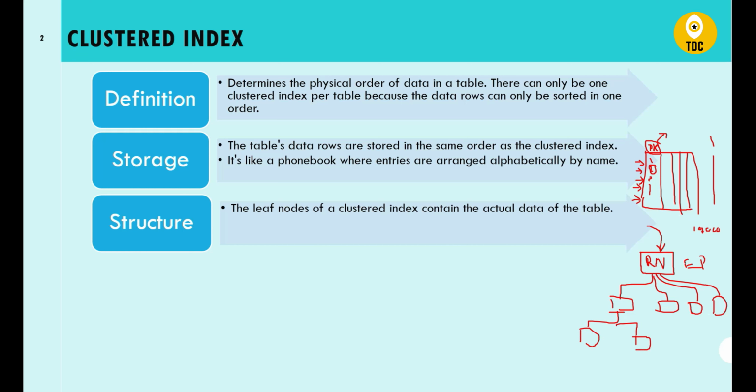So B tree is nothing but a kind of data structure, as we mentioned, right? And this is how the data will be stored. So it goes on, right? It can be a huge tree inside.